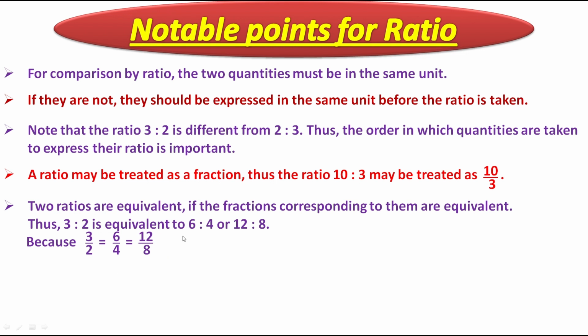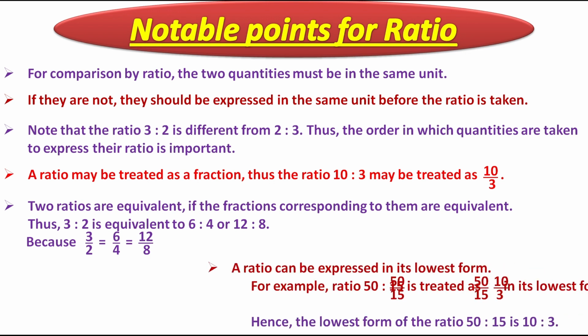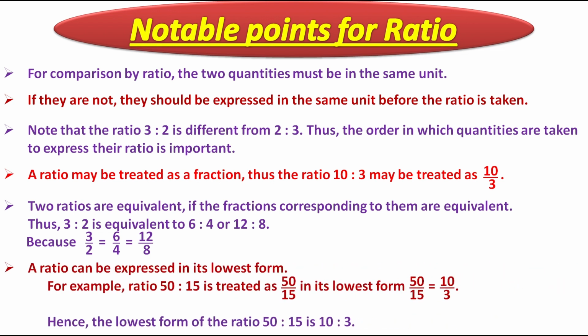As these fractions are equivalent to each other, these ratios are also equivalent to each other. Just remember that the first number should be the numerator and the second number should be the denominator. Here the 6 is the numerator and 4 is the denominator. Now the next point is that a ratio can be expressed in its lowest form, the same as a fraction.